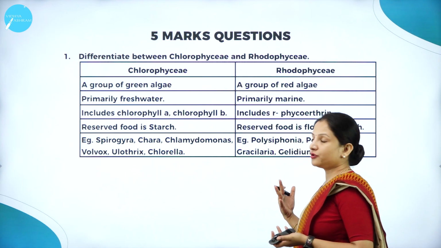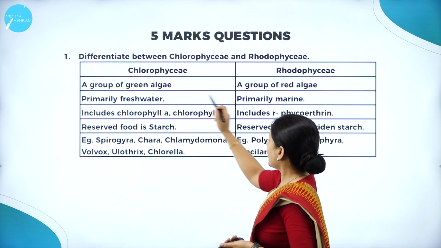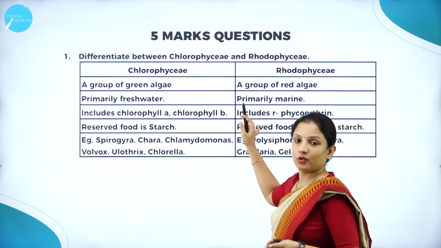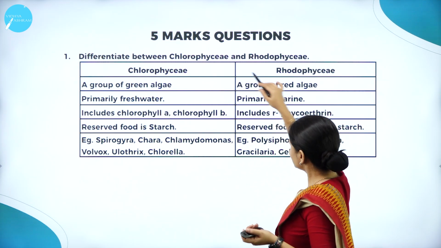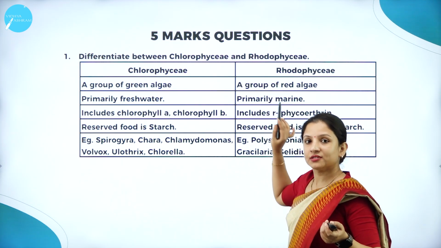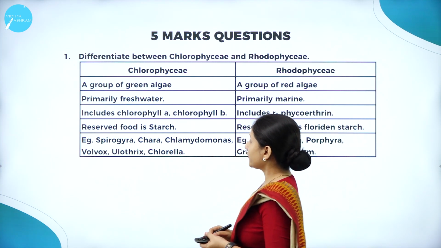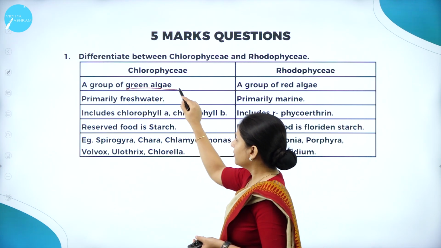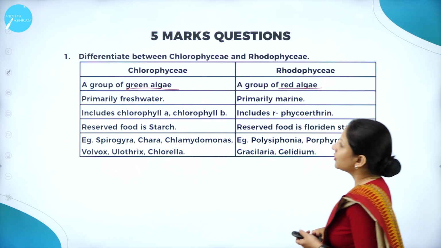Say for example you write primarily freshwater on one side, and then on the other side you write it has pigment phycoerythrin. No. When you write about habitat in one column, in the other column also you have to write about its habitat only. That is how you write the differences. Talking about Chlorophyceae, they belong to a group of green algae. Rhodophyceae, they belong to a group of red algae.